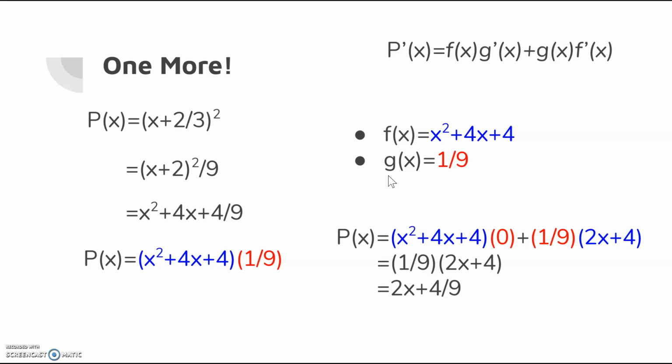But let's see if we can simplify this a little further. Since anything times 0 is 0, we'd get 1 over 9 times 2x plus 4. Now if we just put that 1 over 9 back, we get 2x plus 4 divided by 9. An easy way to find the derivative of a previously hard function.